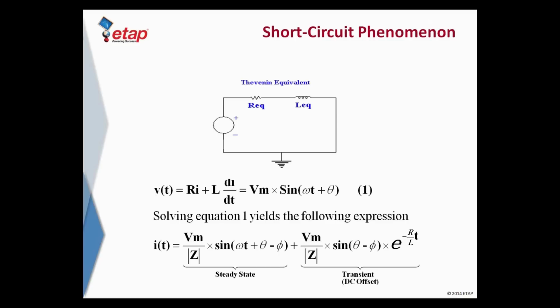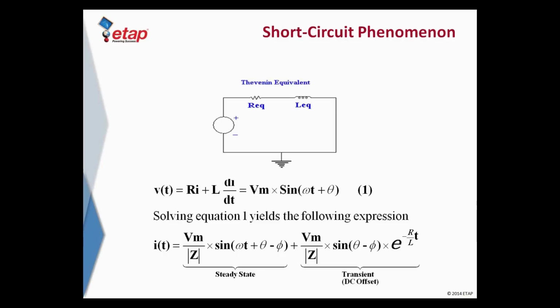Now, at this point, I'd like to go over the short circuit phenomena, just so that we can highlight the components involved in the short circuit. As you know, the short circuit is represented as a Thevenin equivalent with a voltage source, which is your pre-fault voltage at the bus fault location, with an equivalent resistance and equivalent inductance or reactance. The instantaneous voltage is determined as the resistance times the instantaneous current passing through it, plus the inductance with the rate of change in current. This gives you the voltage magnitude with the sinusoidal component. If you were to solve this equation, you'll get the instantaneous current.